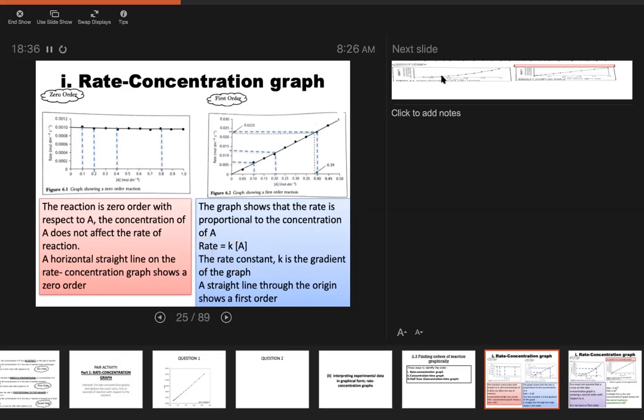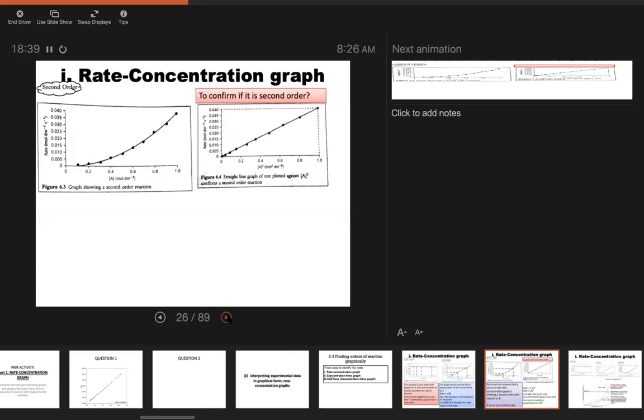I'm gonna clear this. Next is the rate concentration graph of second order. The rate concentration graph for second order is actually the one on the left. Okay, a curve that is increasing. This one, this is the graph of a second order. I'll talk about the graph on the right after this.